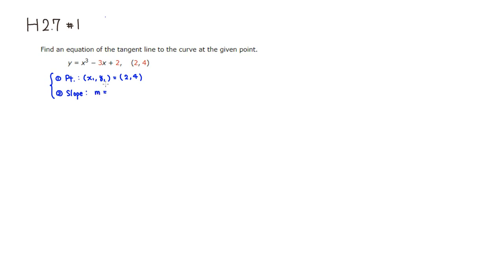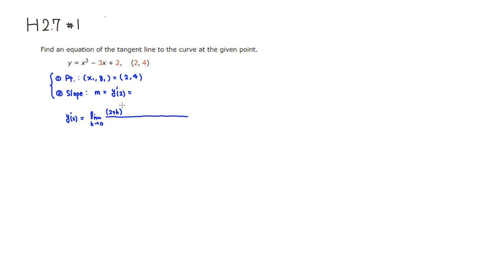This can be found by taking a derivative of the function, which I'm going to call y prime, and then plugging in the a value, which is 2 in this case. So let's find this value. Using the definition, y prime of 2 would be a limit as h approaches 0 of f of 2 plus h. Every time we see x, we're going to put the quantity 2 plus h.